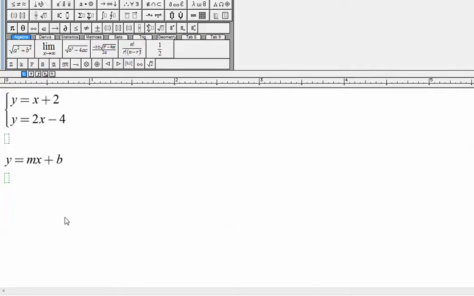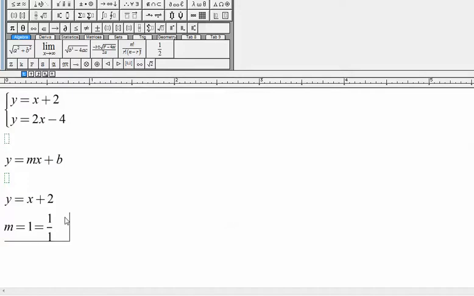So looking at our first equation, y equals x plus 2, we can see that the coefficient on x is 1, so that's the slope. And if we think of that as a fraction, that's 1 over 1. And we'll need that here in a minute.